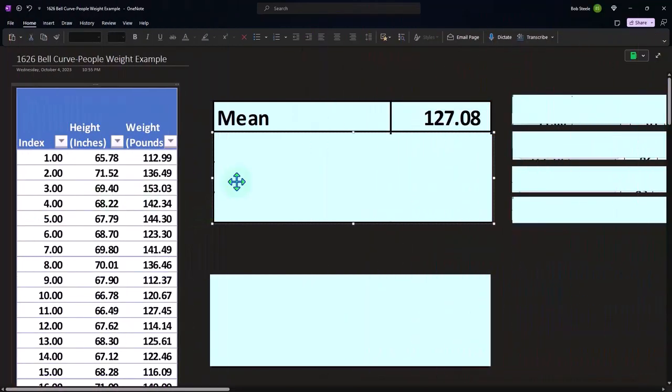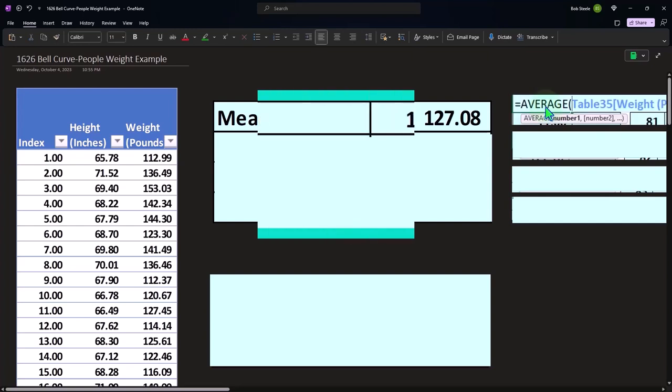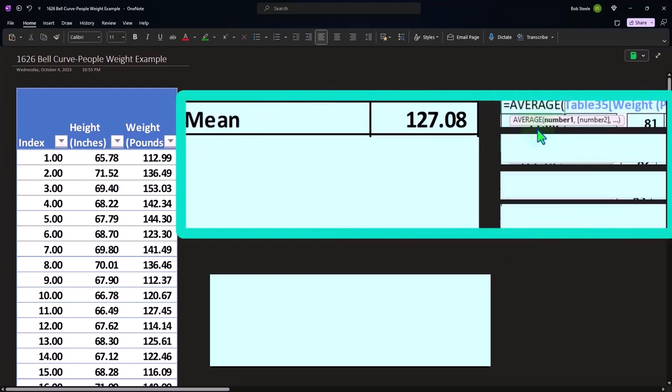So we're going to take the mean of the data, which is simply the average of the data. This would be the formula in Excel, taking the weights. We're looking at the weights here, all of the numbers divided by the count of the number, and the average in pounds is 127 pounds on the average. The standard deviation then is calculated this way.